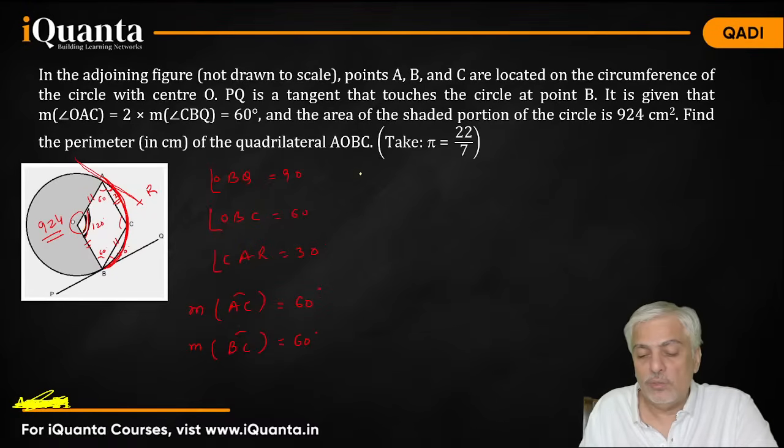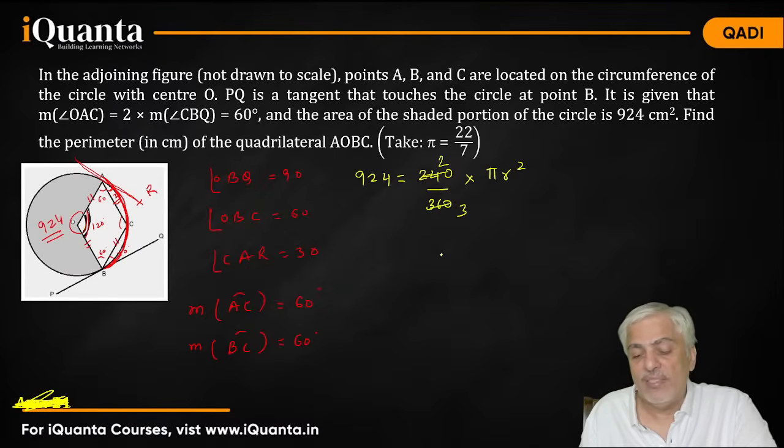So, 924 will be the area of the sector, theta upon 360 into pi r square. This is 2 upon 3. Take pi as 22 upon 7. You will solve that out. I am not solving it for you all. R square comes out to be 21 into 21. Therefore, R comes out to be 21.